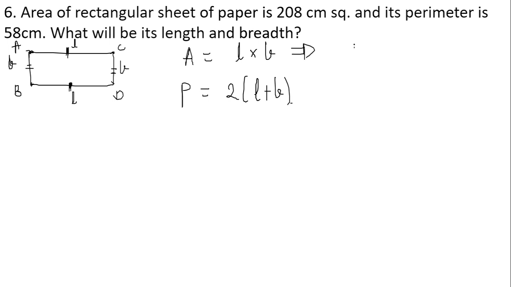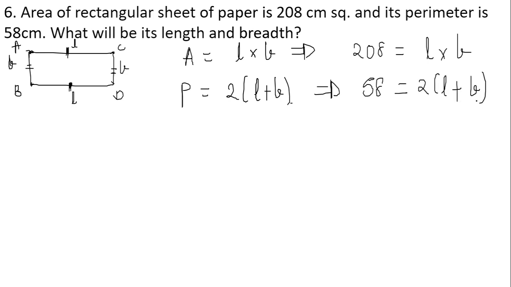Given the question, what is the area? 208 centimeters square, length into breadth is the given area. What is the given perimeter? Perimeter is 58, 2 into l plus b. For such type of questions, what you have to do is always follow the elimination method. That is, check the options.